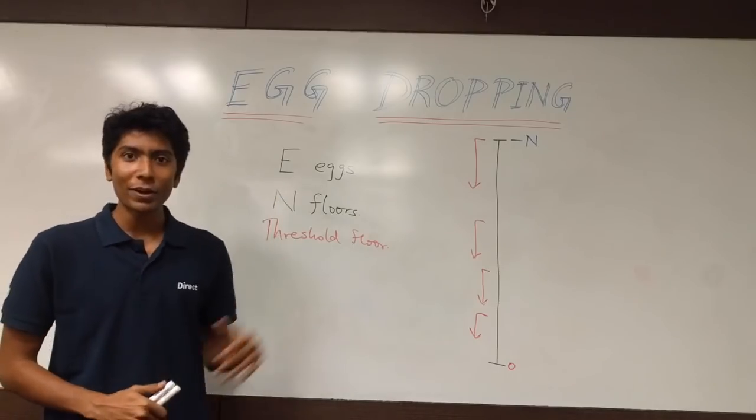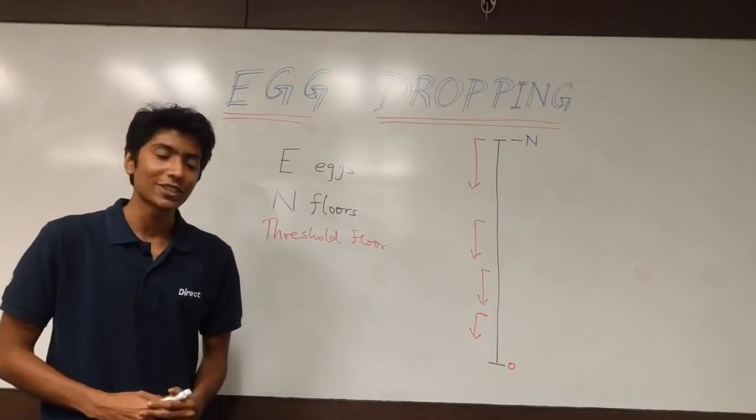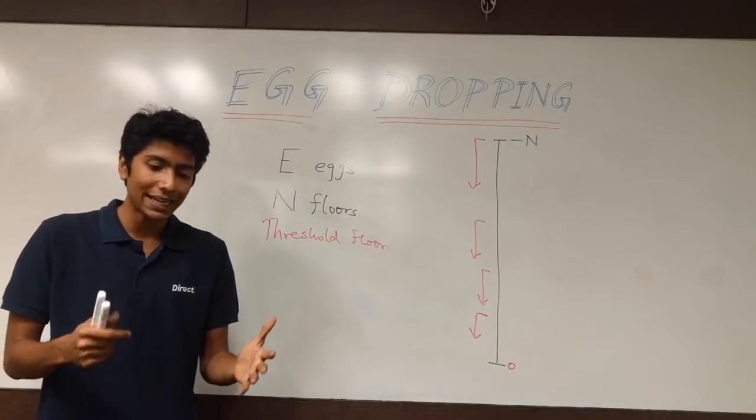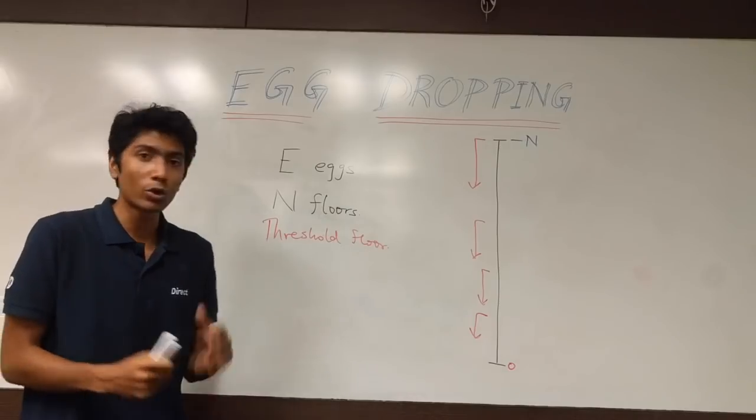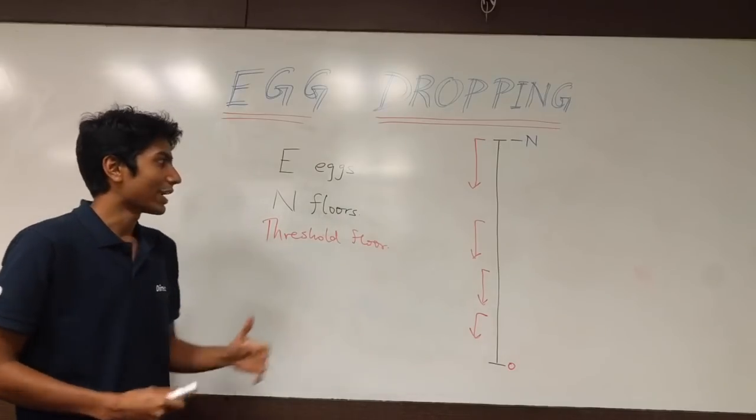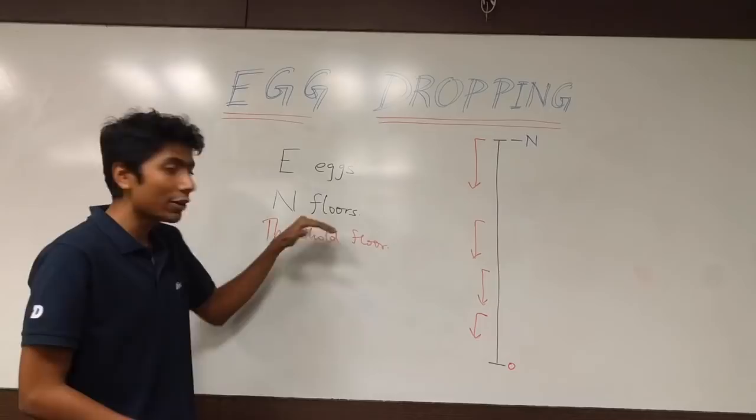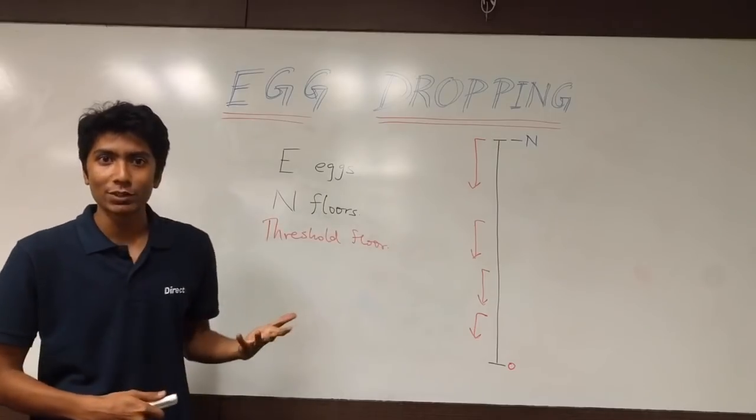We are talking about egg dropping today, which is a very common problem in interview questions. But the reason I picked this up is because it teaches us about dynamic programming and how to use it in certain scenarios. Alright, you have this particular tower of n floors and you have e eggs with you.